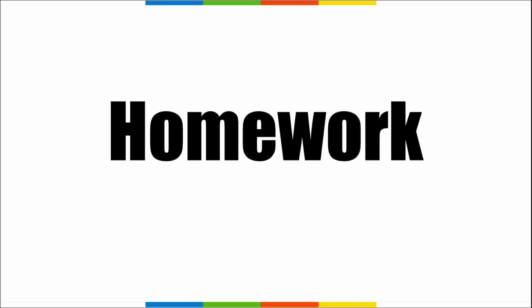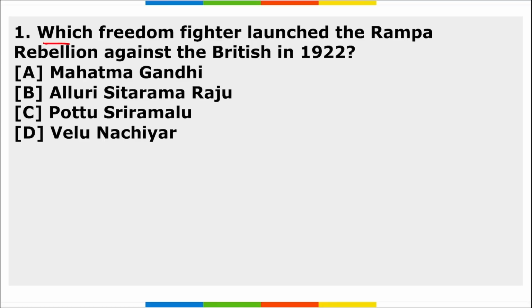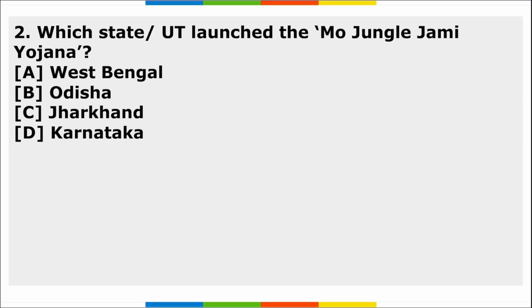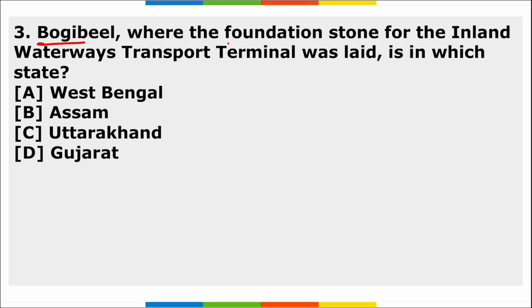Now let's move to the homework section. First, which freedom fighter launched the Rampa Rebellion against the British in 1922? Next, which state or UT launched the Mo Jangal Jami Yojana? Third, Bogibeel, where the foundation stone for the inland waterways transport terminal was laid, is in which state?